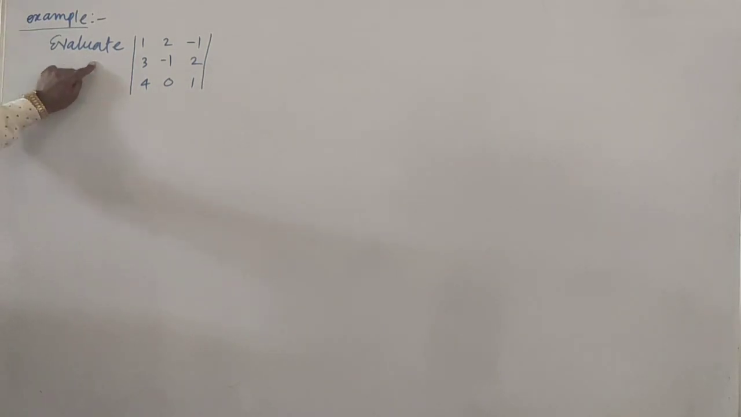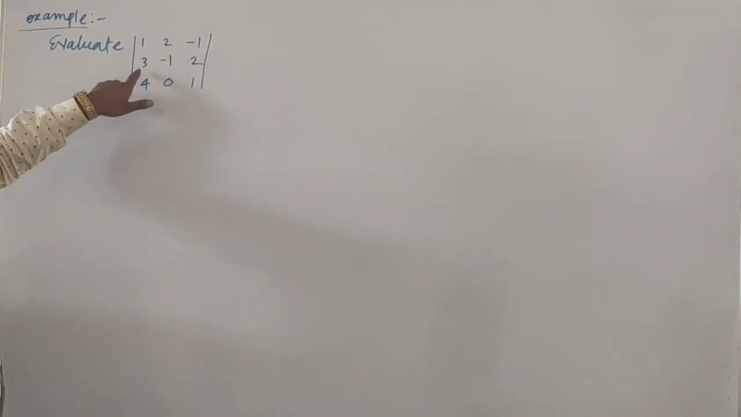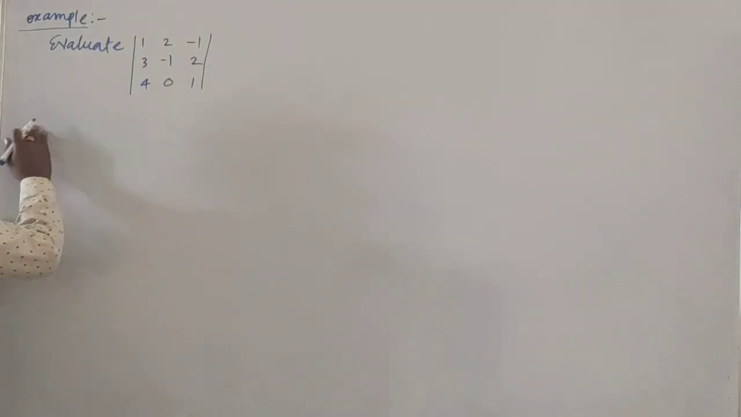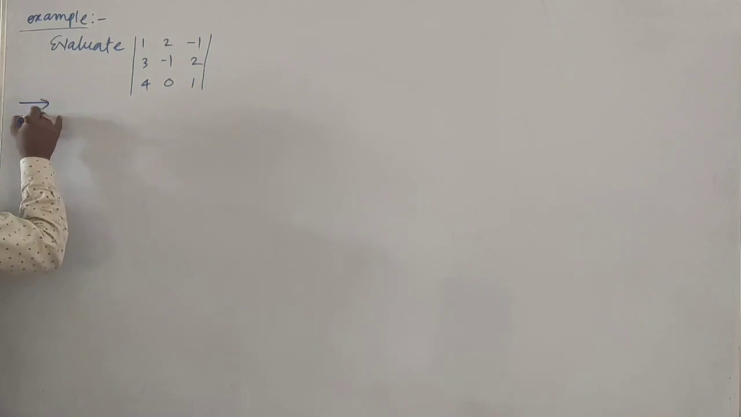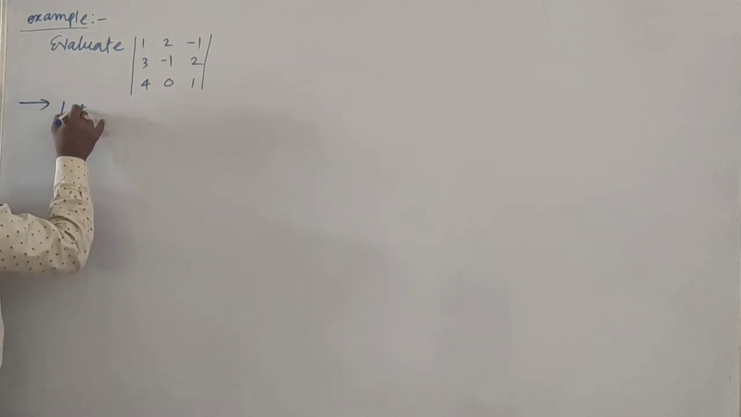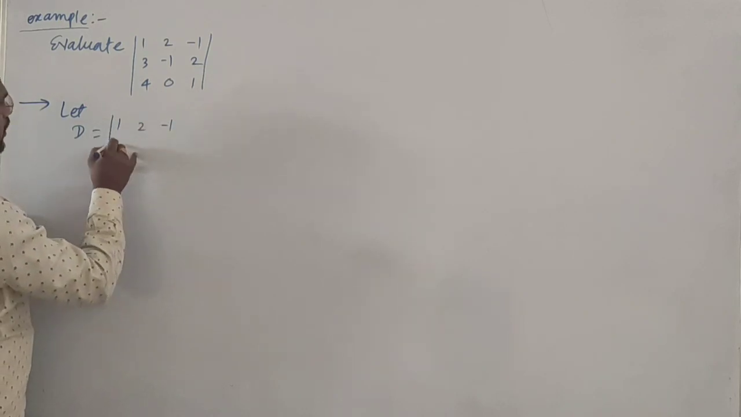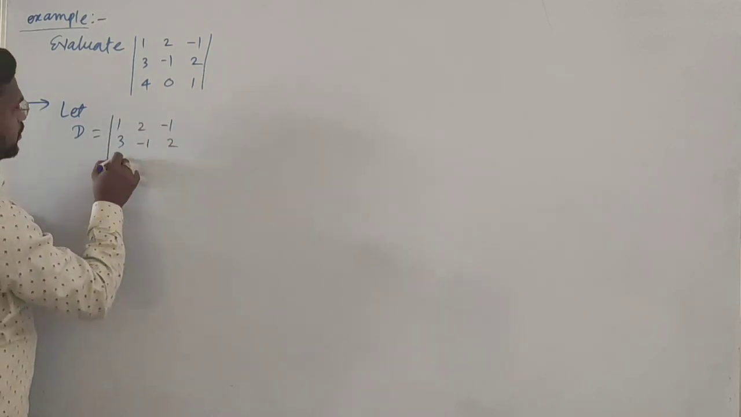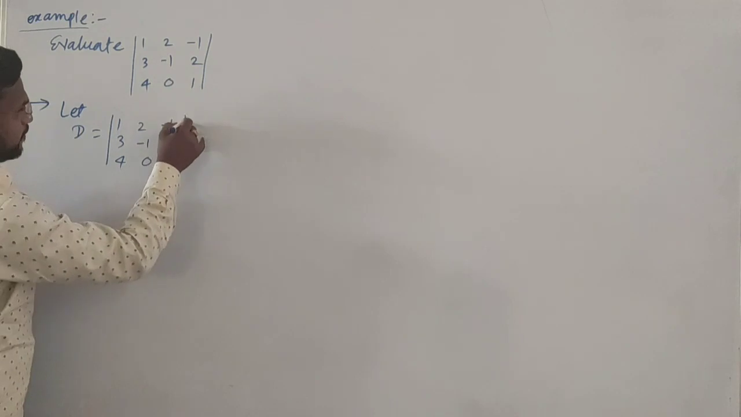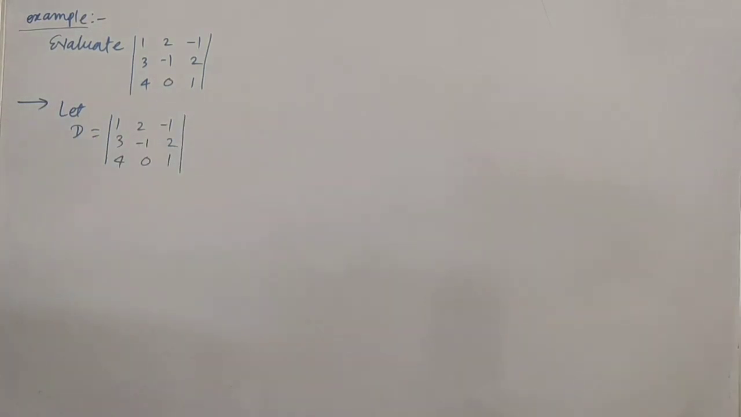Example: evaluate the determinant 1 2 -1, 3 -1 2, 4 0 1. Let D equal to, as it is, 1 2 -1, 3 -1 2, 4 0 1.